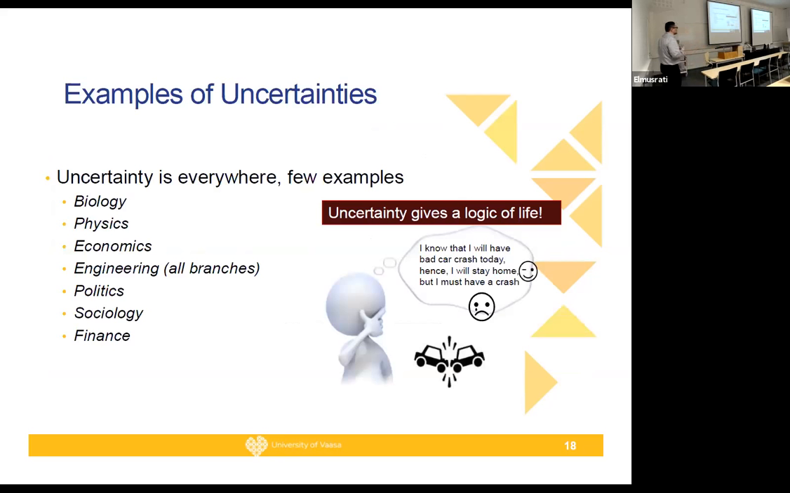Uncertainty is everywhere. For example, we have uncertainty in biology, physics, economy, engineering, politics, sociology, finance, everywhere. And actually, uncertainty also gives logic to our life. I put here a funny example: I know that I will have a bad car crash tomorrow, hence I will stay home, but I must have a crash. If you were 100% certain that tomorrow you will have a car crash, you would stay at home, but you must have the crash. So there is a paradox here. Uncertainty actually gives meaning to life.